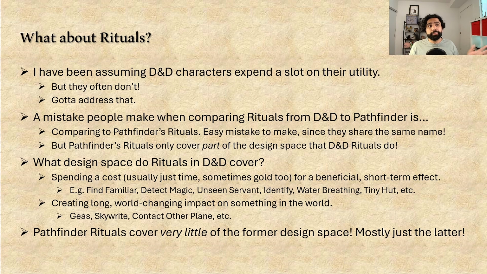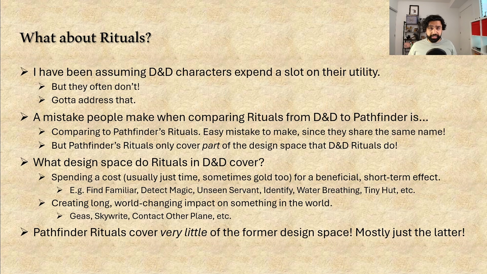A few of them randomly do, but for the most part, Pathfinder's rituals are just trying to do things like Geas or Skywrite or Contact Other Plane or Clone or Create Demiplane. All of these things that you should just be discussing with your GM to try and world build collaboratively with. It's not meant to be something that you just pick as a player-facing option in a vacuum and then just do something with, you know?